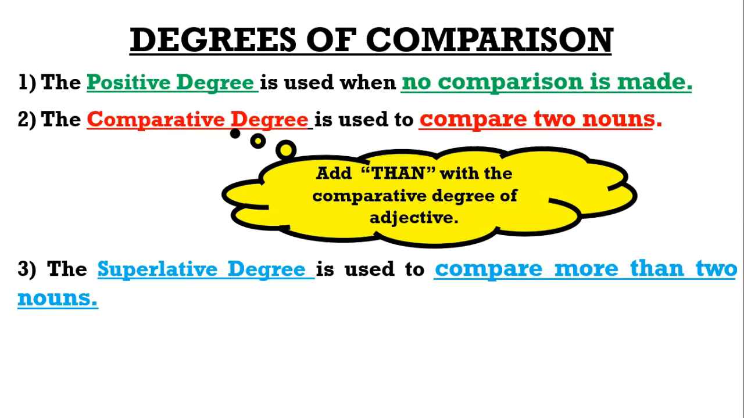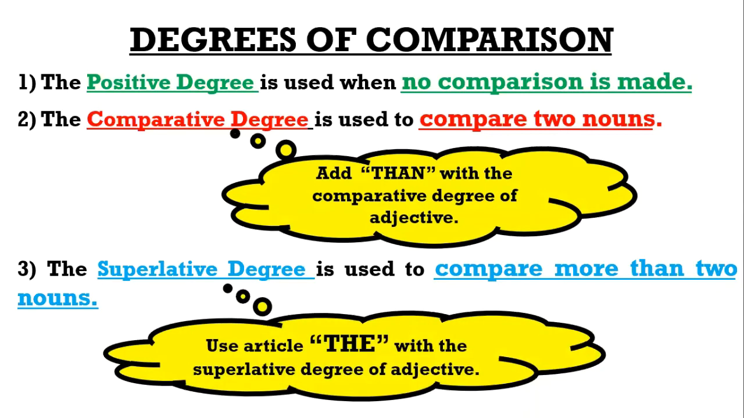Similarly, even for superlative degree, we have the same thing. What is it? Sam is the shortest. So the is the article, right? Use the article "the" with the superlative degree of adjective. Keep in mind, "than" should be used for comparative degree and "the" should be used for superlative degree.